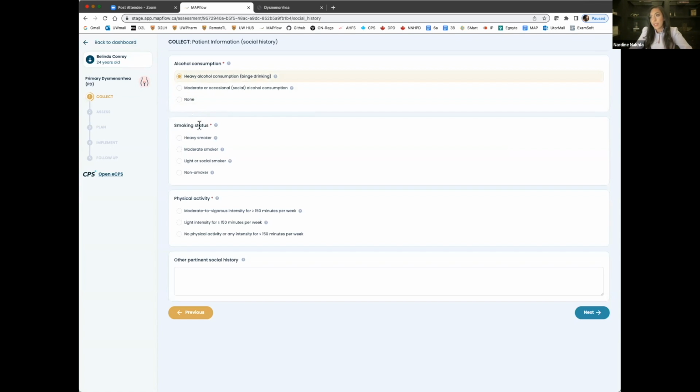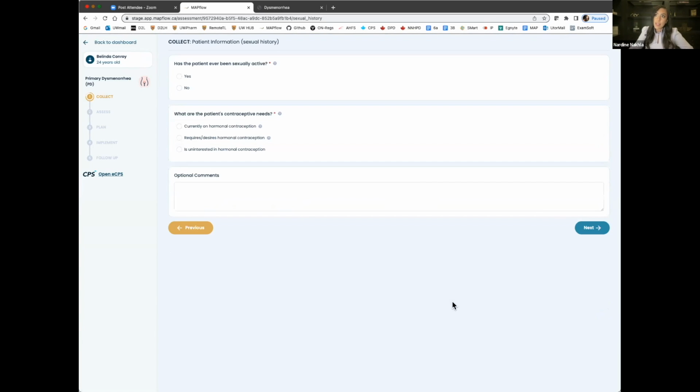Smoking status is directly tied to dysmenorrhea. And so, heavy, moderate, light, if you don't know what that means, you can hover over here and it'll say a heavy smoker is one who consumes a pack or more of cigarettes a day. If I were to click that, in my plan it'll then trigger smoking cessation, and it will give me the rationale for why that's important for somebody who has primary dysmenorrhea. And it's all about the nicotine-induced vasoconstriction, which can worsen cramps and all of that. Physical activity, again, something else that's important here. So if I type in no physical activity, it should prompt some exercise when we get to the plan.